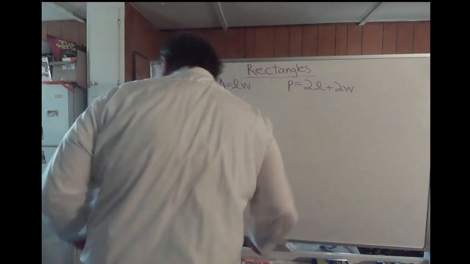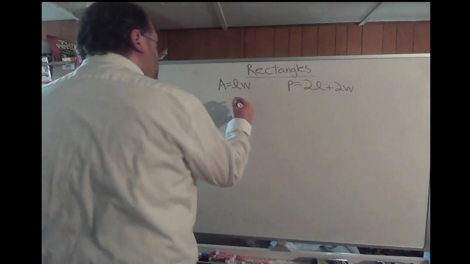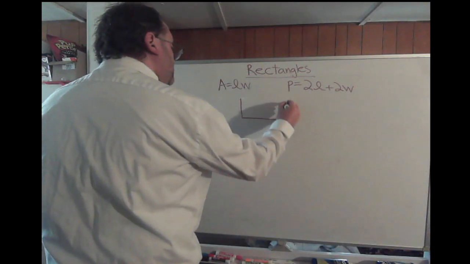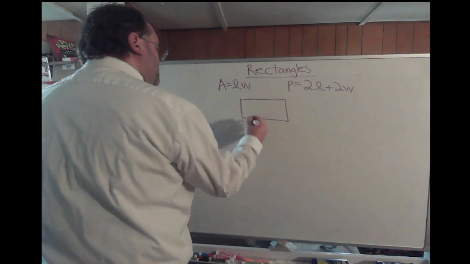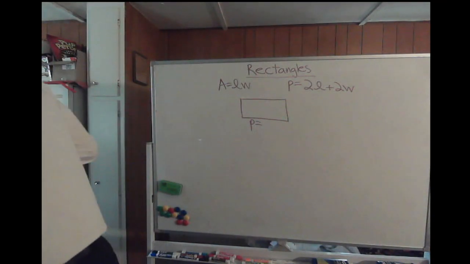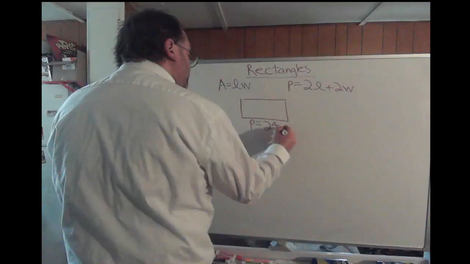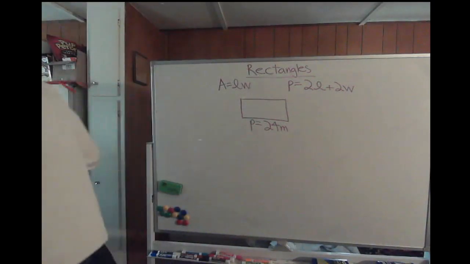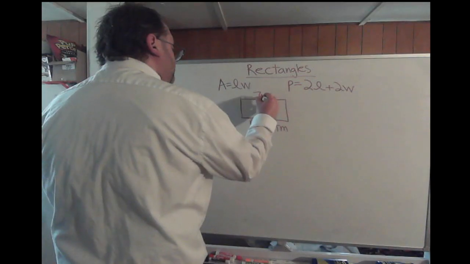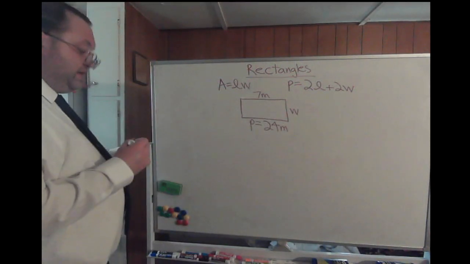Alright, what do we got here? We have a rectangle. They tell you the perimeter is equal to 24 meters. They give you the length of 7 meters. You don't have a clue what the width is.